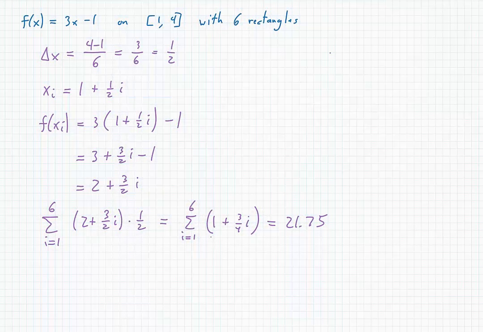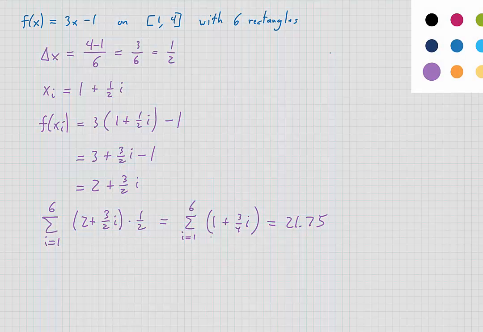You've seen this problem before. f(x) = 3x - 1. We want to try to approximate the area underneath this function on the interval from 1 to 4 using 6 rectangles. And here's exactly the work that we saw and used, and we ended up with an approximation of 21.75.